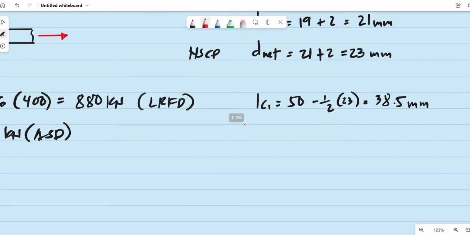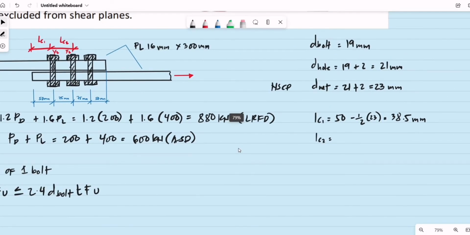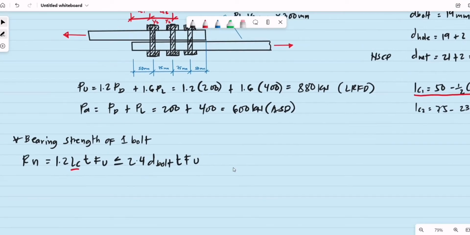So let's say this is our L sub C number 2. Again, that is 75 millimeters minus 1 net diameter of the hole, minus 23. So 75 minus 23 is equal to 52 mm. And we are to adopt the lesser value of L sub C. Therefore, we are using 38.5 mm.